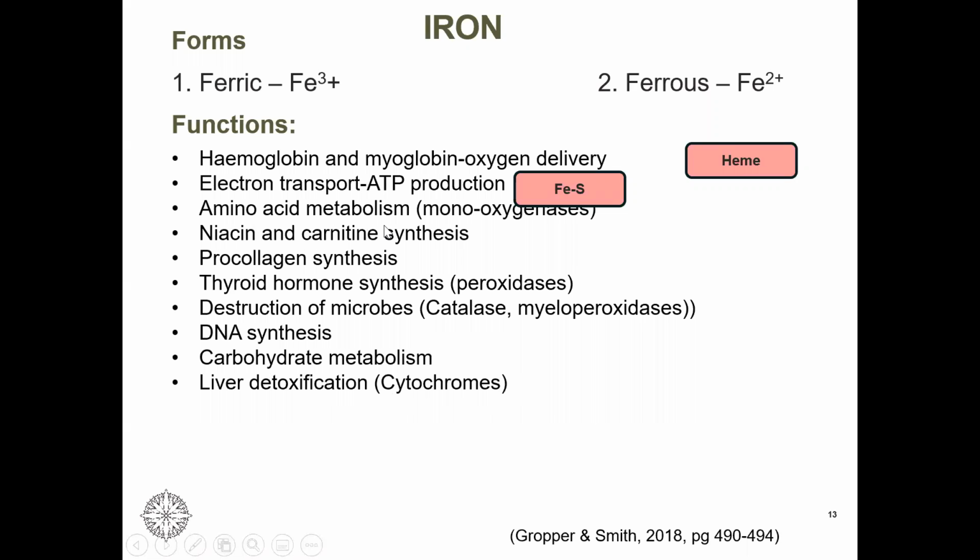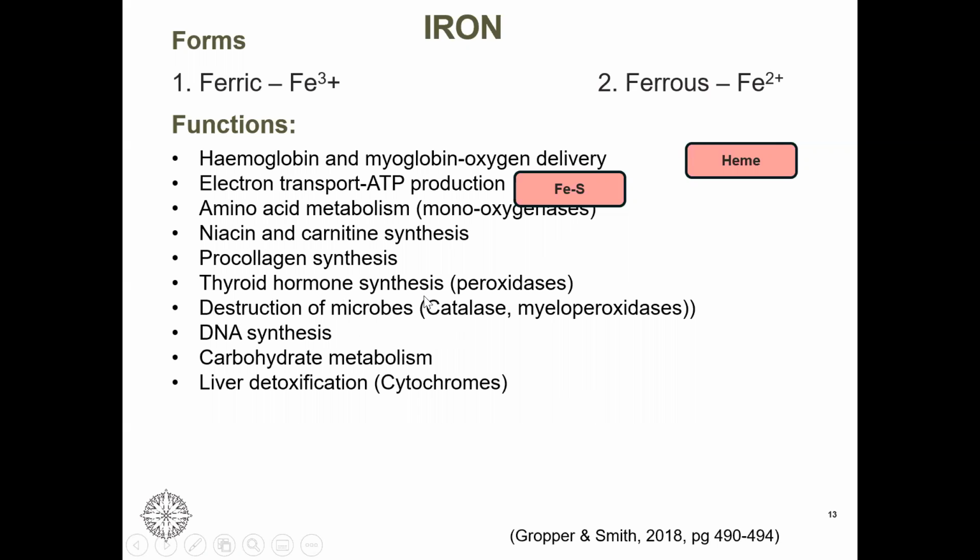Then various amino acid metabolism, such as tyrosine or tryptophan, we are using these enzymes called monooxygenases. And these enzymes need iron as cofactor. Okay. If you refer to your textbook, Gropper and Smith, it has all these functions listed in its entirety.